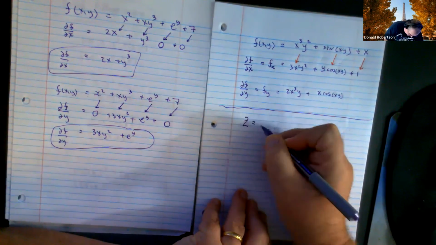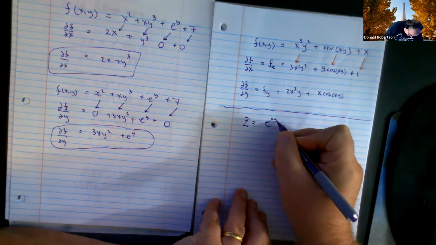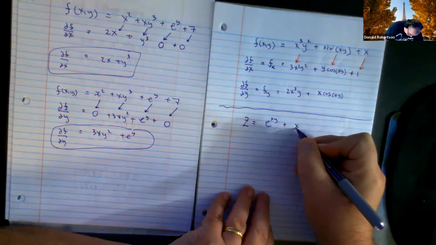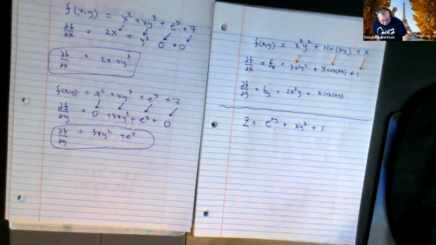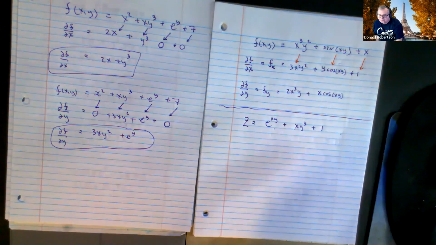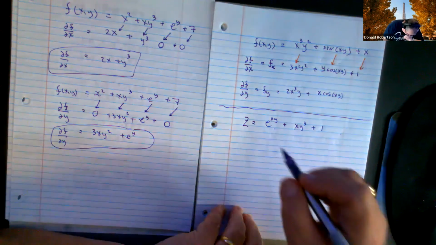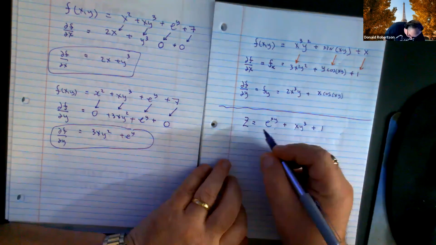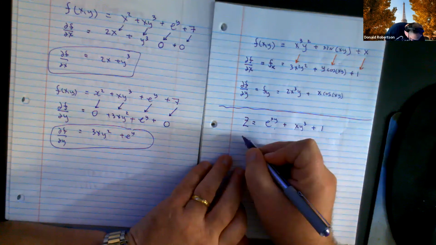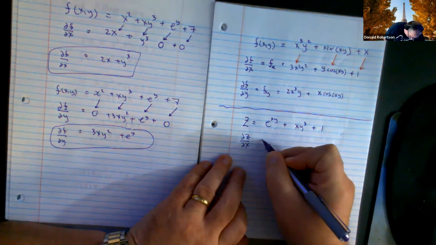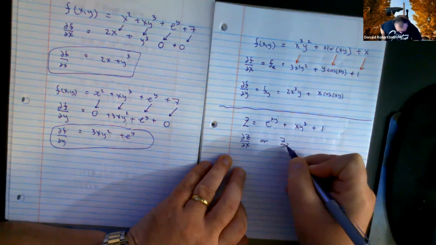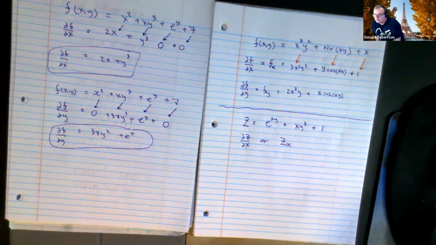Sometimes your function won't be written as f of xy. It'll be written as z equals. So if I wanted you to do the partial derivative with respect to x, I could use that notation or that notation. Are you comfortable how the notation adapts depending on what you're given or the way it's given?